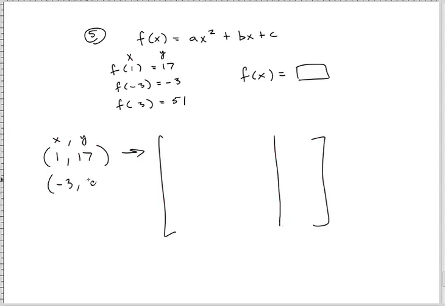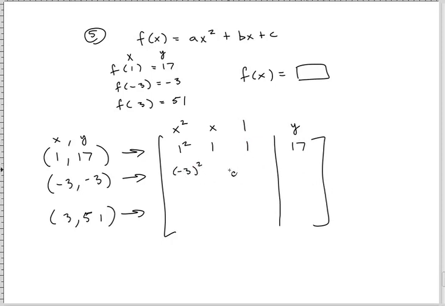And then we got -3, -3, and then we got 351. And the columns over here are going to be represented by x squared, x, always a 1, y value. And so I'm just going to plug those in. So 1 squared, 1, always a 1, 17. Here I got my -3 all squared, -3, always a 1, -3 is my y value.